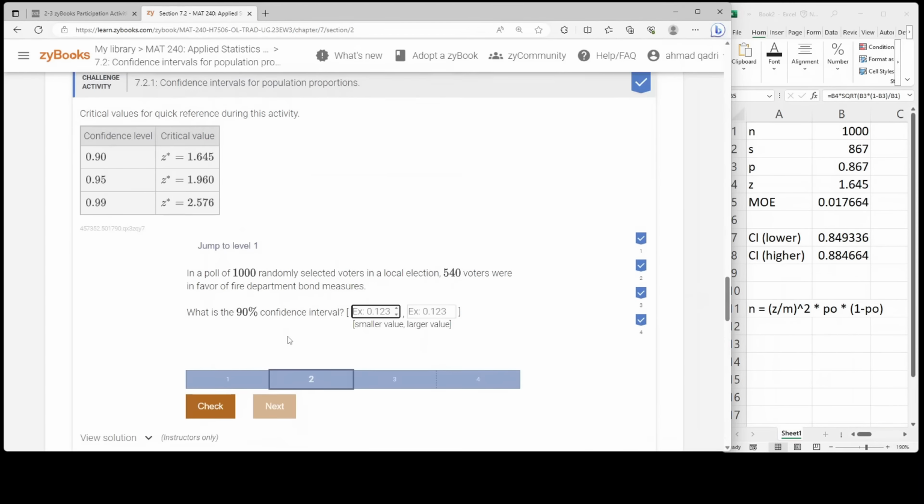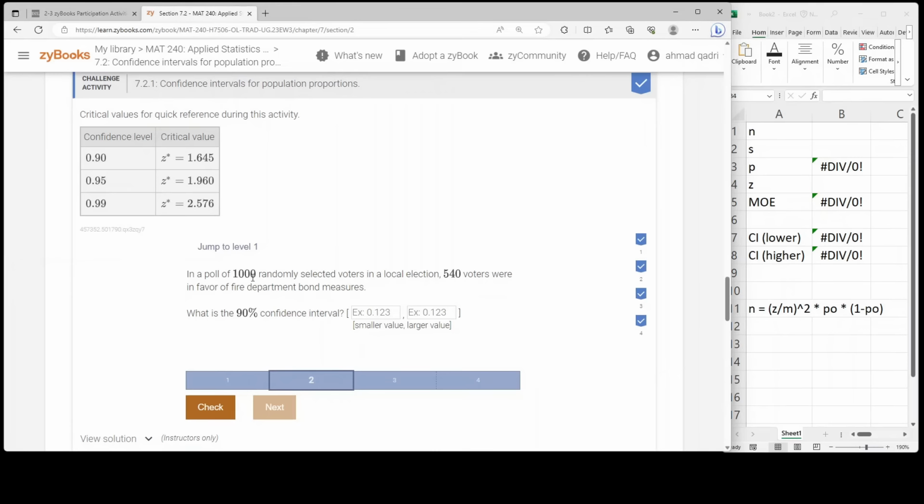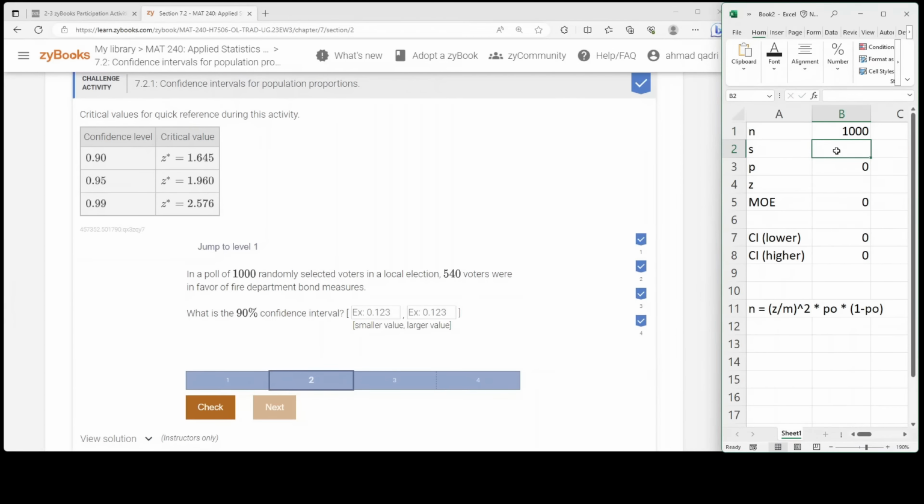Let's go to the next question. Again, we can just erase this data since we have new data to enter. Now we have a poll of 1000 randomly selected voters, and there are 540 that are in favor of the bond measure. Success is defined as voters that are in favor of the bond measure, so there are 540 of them. This time we need the confidence interval. So I entered 540 and we get our sample proportion, which is 0.54.